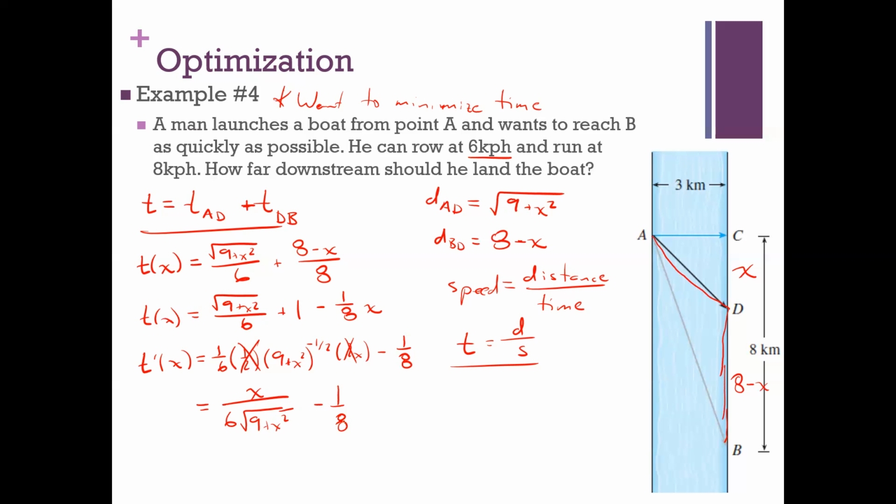All right, I think that's good. Are we happy with that? All right, now I have a derivative. It's simplified somewhat. What should I do with that? So how do I find critical points? Set it equal to 0. So that gives me this thing: x over 6 times the radical 9 plus x squared equals 1/8.